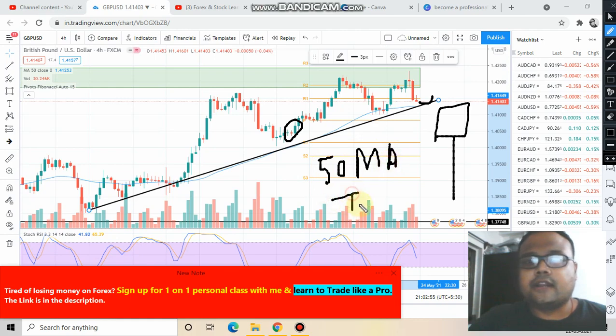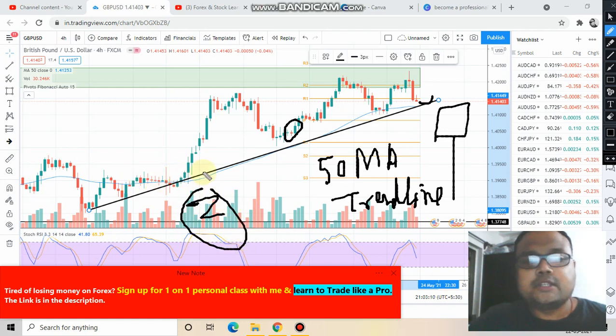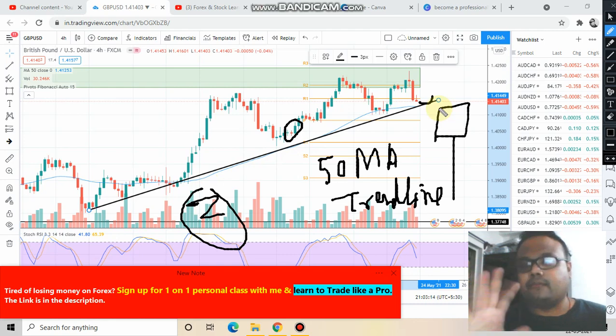this level can be the 50 MA or this trend line. Because just like EUR USD, the market has got twin support here, twin support. This is a 2, sorry for the bad ugly 2. The market has got twin support here, so there is a good possibility that the market will be bouncing back from this level. But do remember, confirmation is always important.